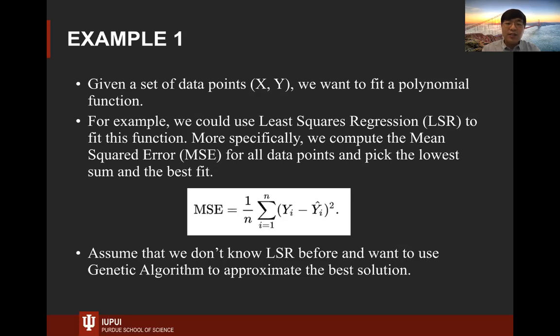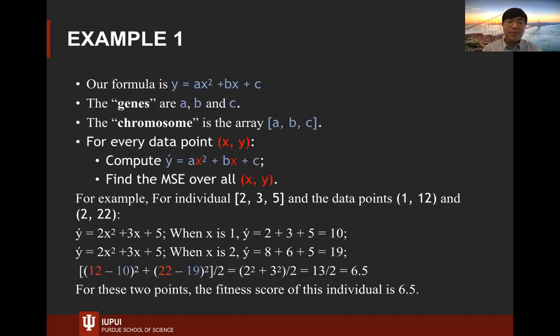Here you can see the function about the mean square error. So we assume that we don't know this great method to solve this simple question. So right now we want to use the genetic algorithm to approximate the best solution. So this example can help us to better understand how to compute the fitness score.